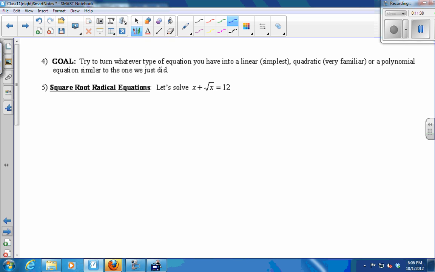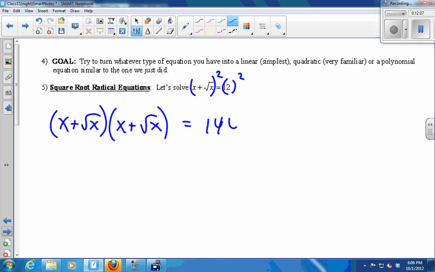So here's another example of that. Now I have an equation with a square root in it. We want to try to turn whatever type of equation we have into something we already know how to do, whether it's linear or quadratic or a polynomial. What do you want to do? Square everything. Okay. So x plus square root x, squared, that's x plus square root x times x plus square root x equals 144. And then to multiply these together, I get x squared plus 2x root x. And what's root x times root x? x.